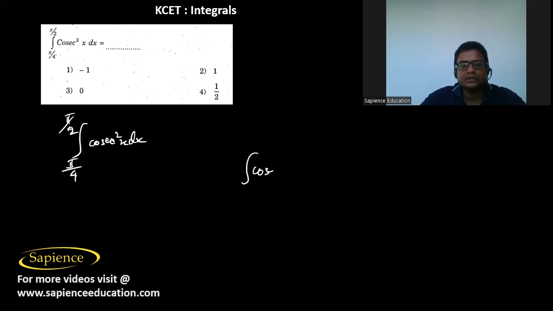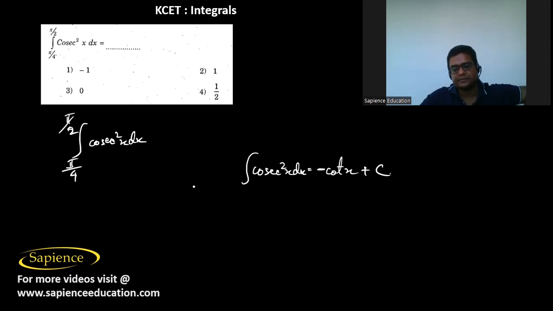Then here it is told to find the integral from pi by 4 to pi by 2 of cosec square x dx. Now we know that the derivative of cot x is minus cosec square x, so integral cosec square x dx will be minus cot x plus c.